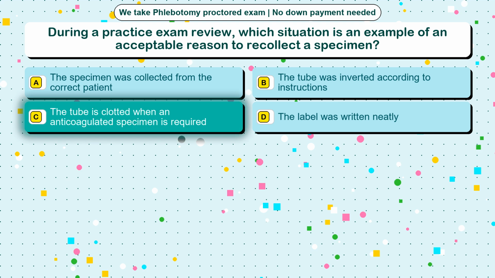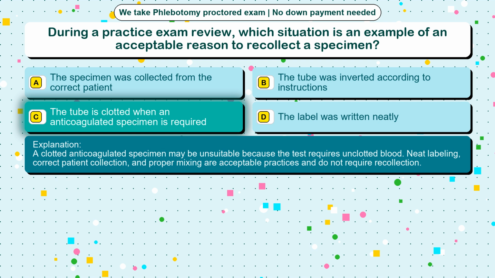The correct answer is option C. The tube is clotted when an anticoagulated specimen is required. A clotted anticoagulated specimen may be unsuitable because the test requires unclotted blood. Neat labeling, correct patient collection, and proper mixing are acceptable practices and do not require recollection.